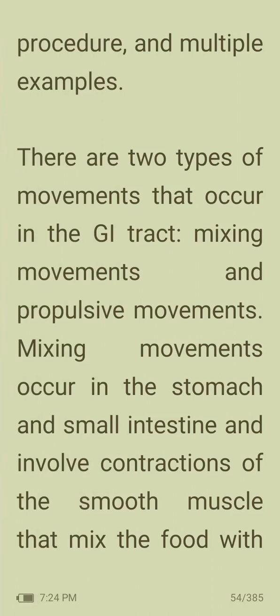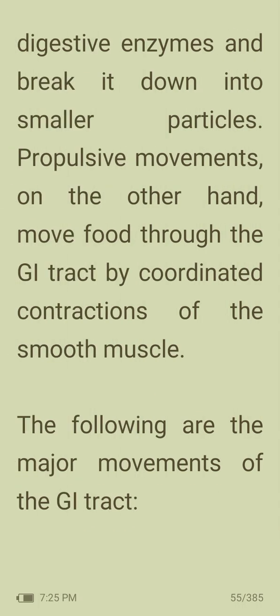There are two types of movements that occur in the GI tract: mixing movements and propulsive movements. Mixing movements occur in the stomach and small intestine and involve contractions of the smooth muscle that mix the food with the digestive enzymes and break it down into smaller particles. Propulsive movements, on the other hand, move food through the GI tract by coordinated contractions of the smooth muscle. The following are the major movements of the GI tract.